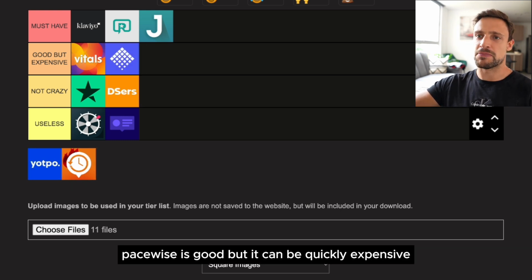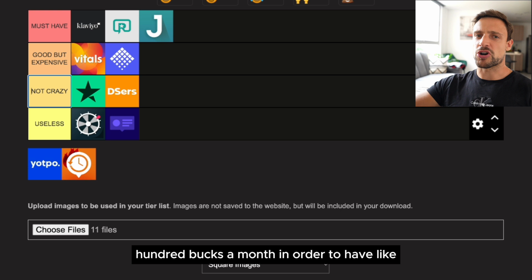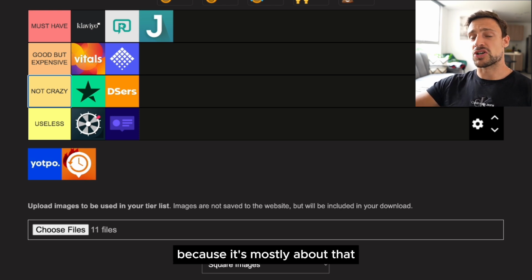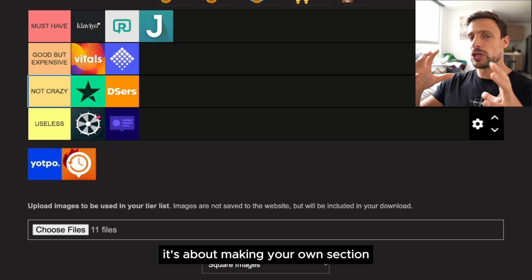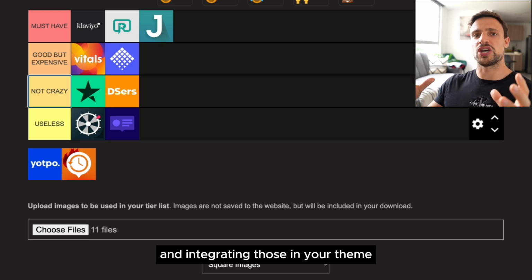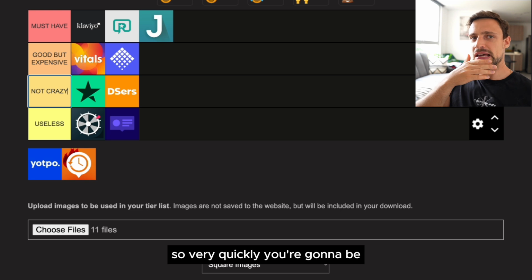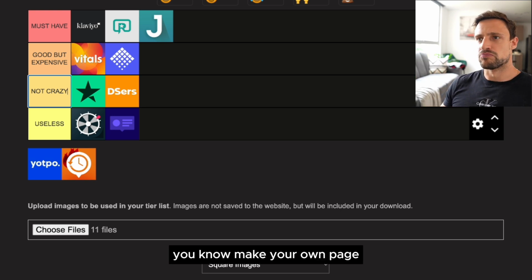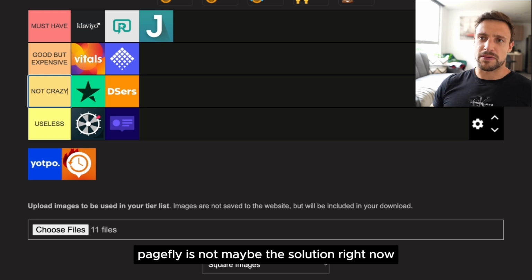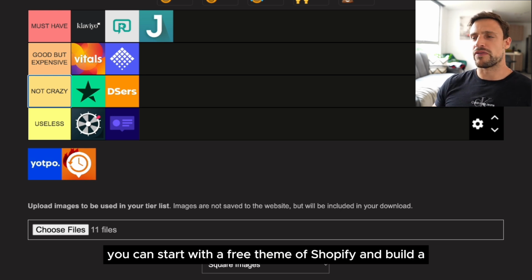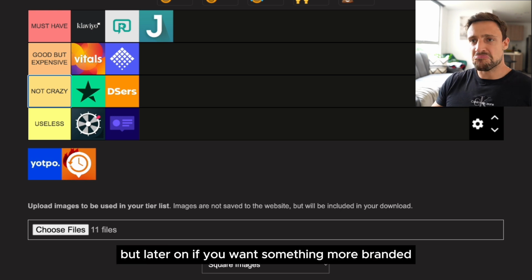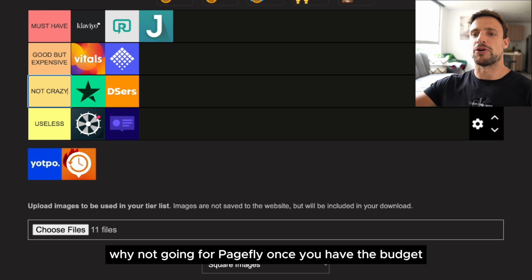PageFly is good, but it can quickly become expensive. I think it's like $100 a month in order to have unlimited templates or sections, because it's mostly about that. It's about making your own sections and integrating those in your theme, so very quickly you're going to need more sections. If you don't have $100 right now, PageFly is maybe not the solution right now. You can start with a free Shopify theme and build an okay theme with that. But later on, if you want something more branded, why not go for PageFly once you have the budget?